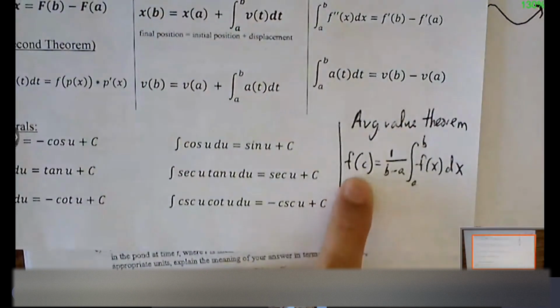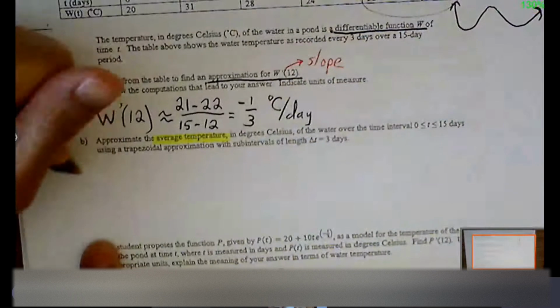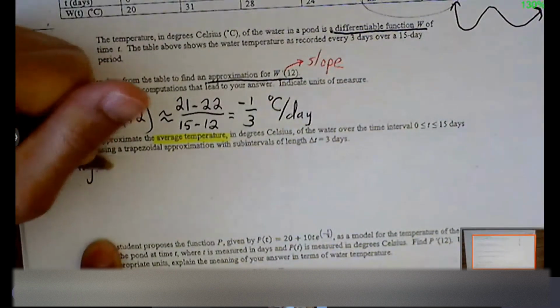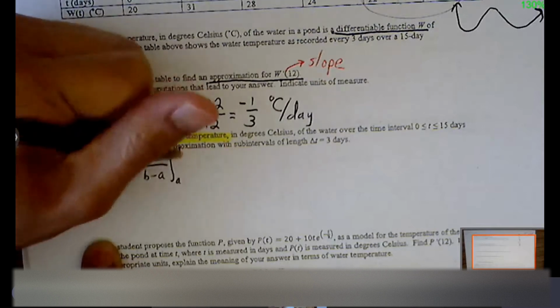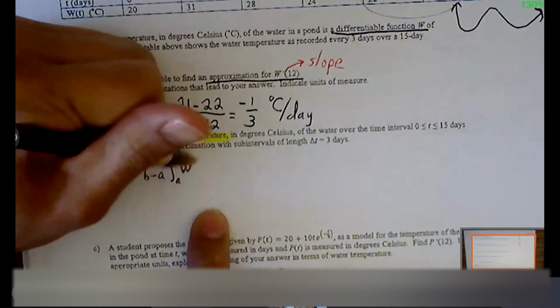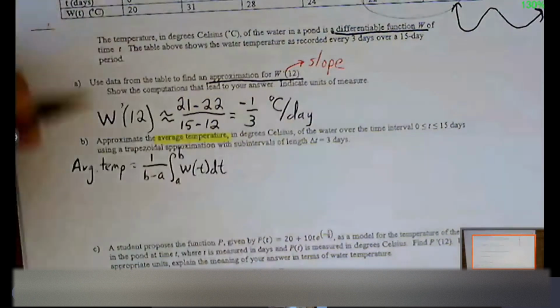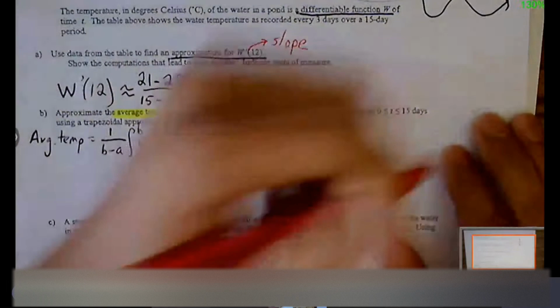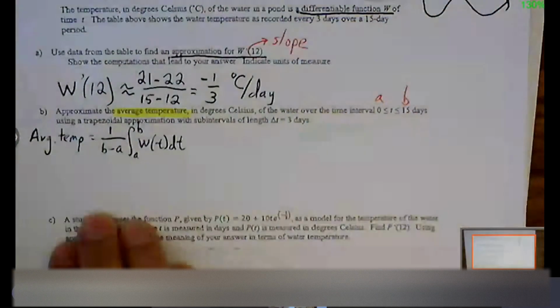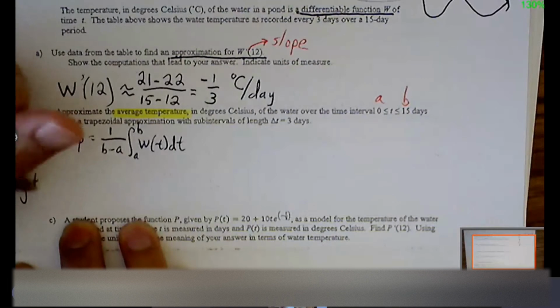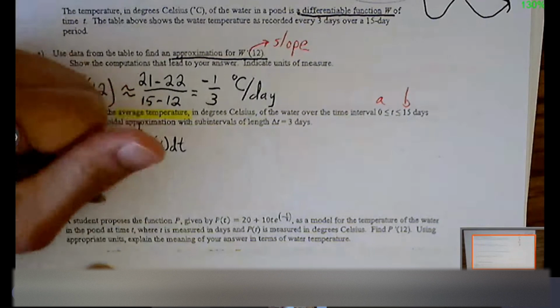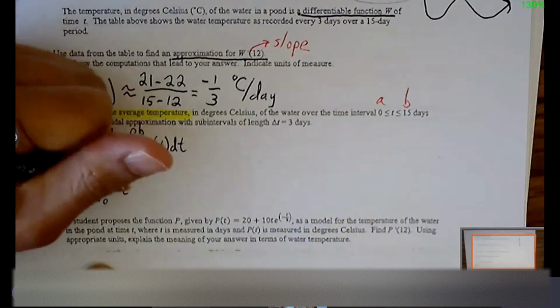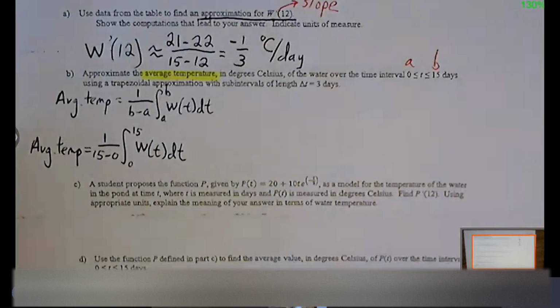But in this case, our height is going to be our average temperature. So I'm going to put this over here. Average temperature is 1 over b minus a integral from a to b, in this case of w of t. My a and b values are 0 and 15. So we can say average temperature is 1 over 15 minus 0. Okay, any questions so far?